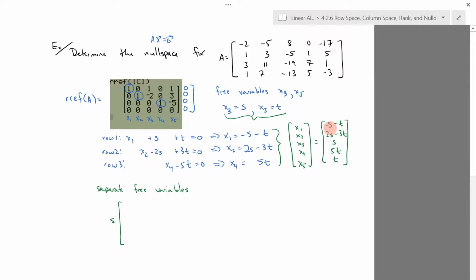Right, so the coefficient of s here is minus 1. Coefficient of s here is 2. Coefficient of s here is 1. This doesn't have an s, so that means the coefficient is 0. This doesn't have an s, so the coefficient here is 0. And now t, the coefficient here is -1, coefficient here is -3, doesn't have a t, so coefficient is 0, coefficient here is 5, and the coefficient here is 1.